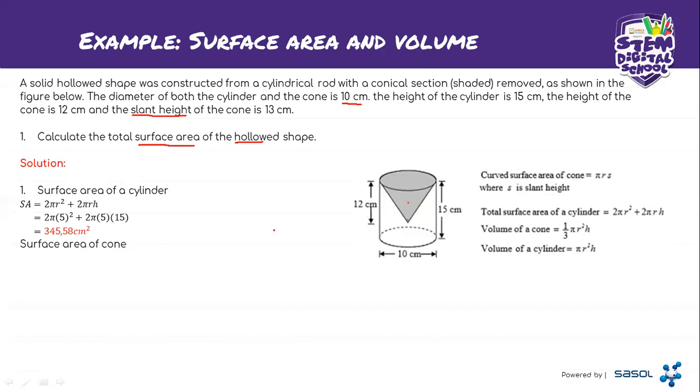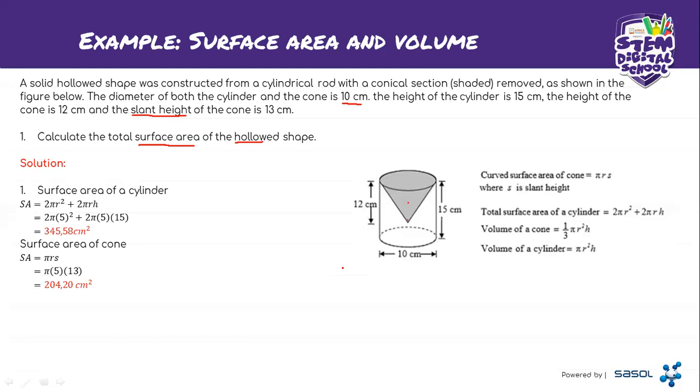Thereafter, we calculate the surface area of the cone. You write the formula for the cone. And then the next step, you substitute. Remember this S stands for the slant height, and we have that from our scenario, which is 13 centimeter. From there, you press your calculator, and it's going to give us 104.20 centimeter squared.